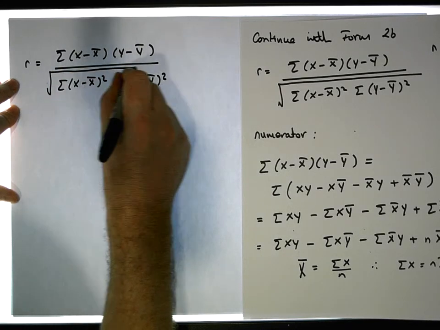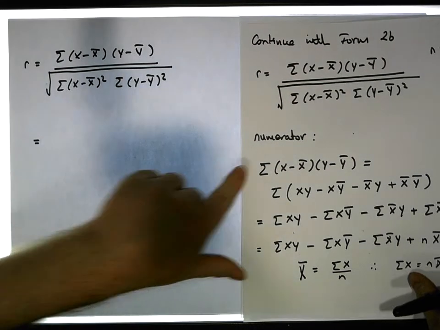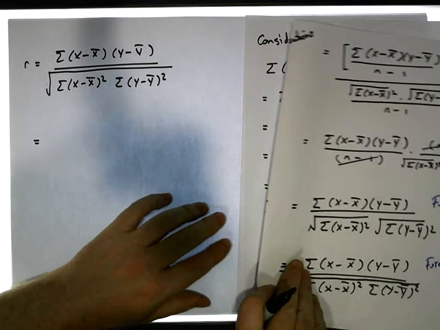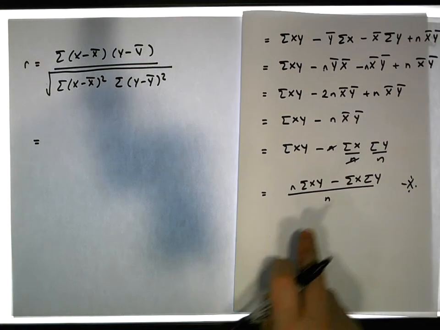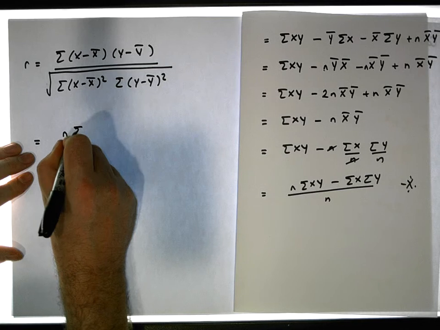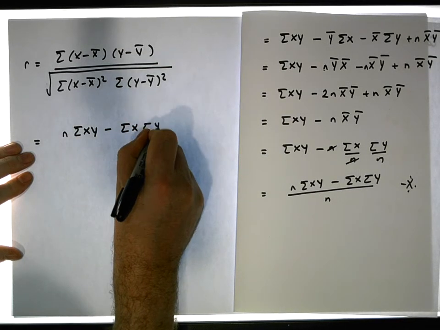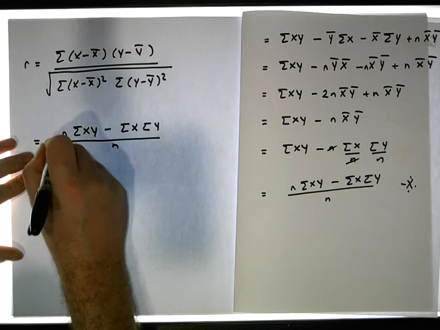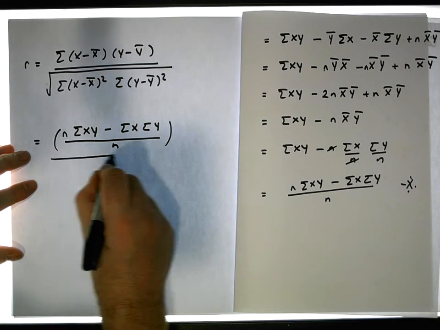Okay, and that's equal to, we've done the numerator. We worked out the numerator, and if I'm not mistaken, it worked out to be this value here. So actually this becomes n times the sum of the xy's minus the sum of the x's times the sum of the y's, all over n. That's our numerator. And our denominator is going to turn out to be the square root.